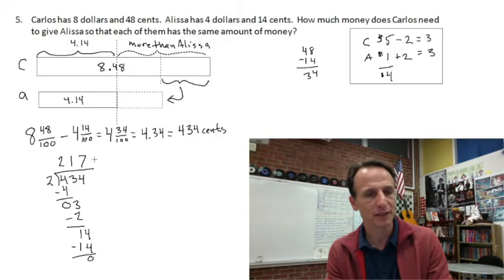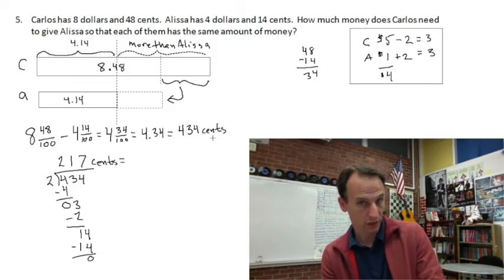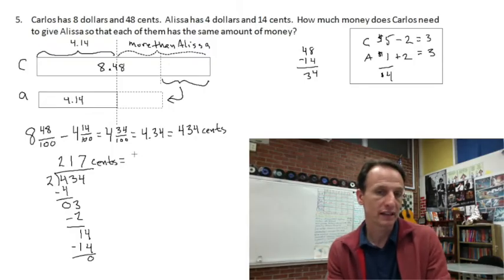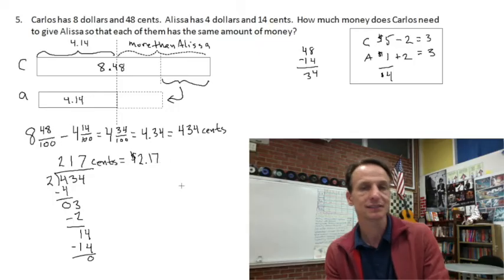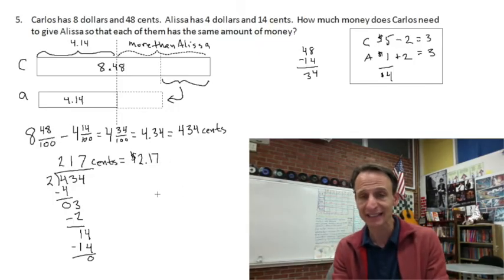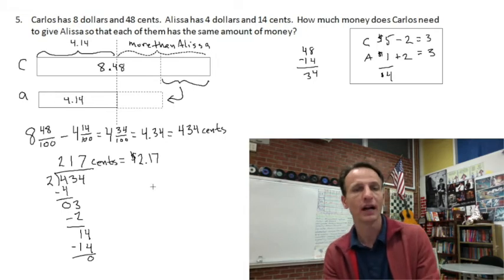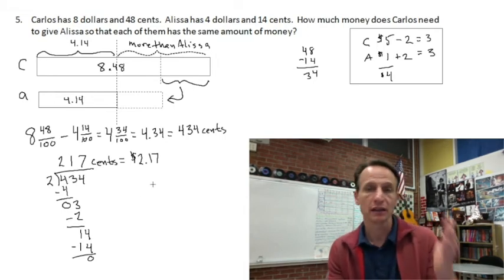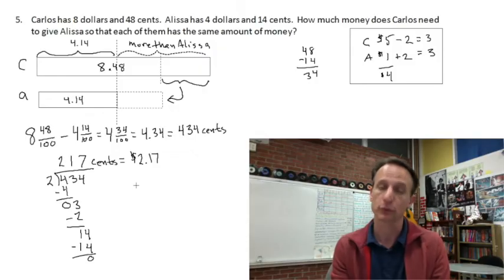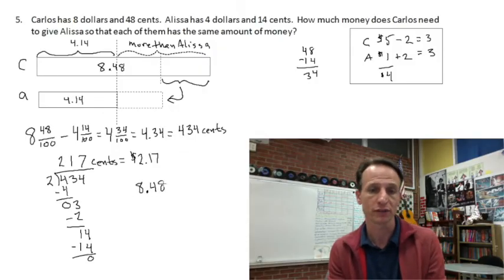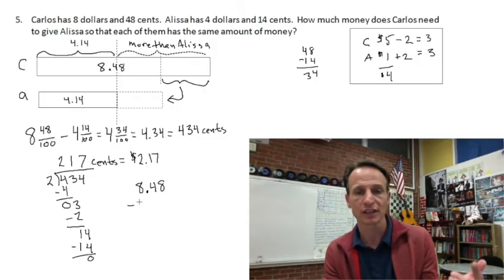You have to remember that this is 217 cents, because we were talking about cents here. So what is that written as dollars? It's $2.17. And that is actually what he needs to give to Alyssa so that they will have the same amount. I'm going to have us prove it so that you do not just run off thinking, okay, whatever the funny man says. So Carlos is subtracting 217.